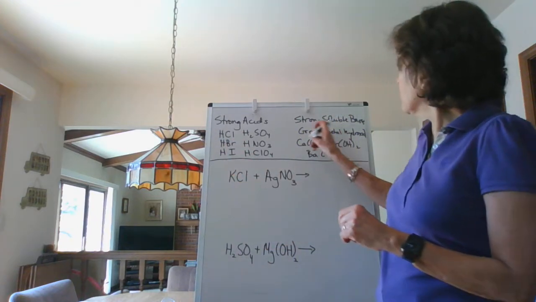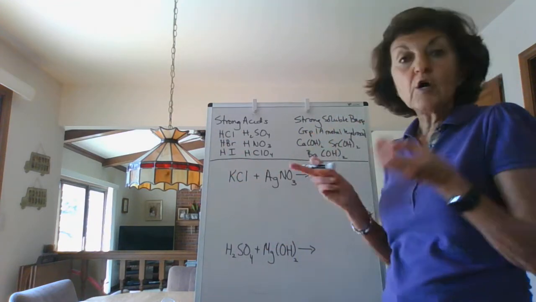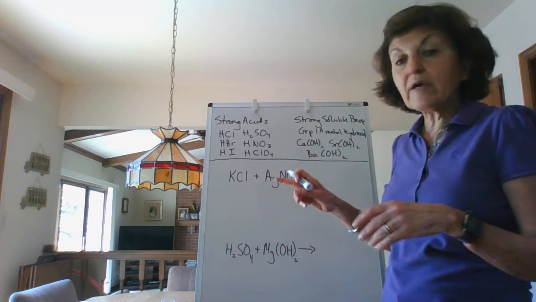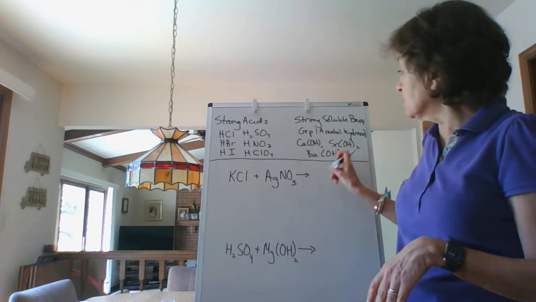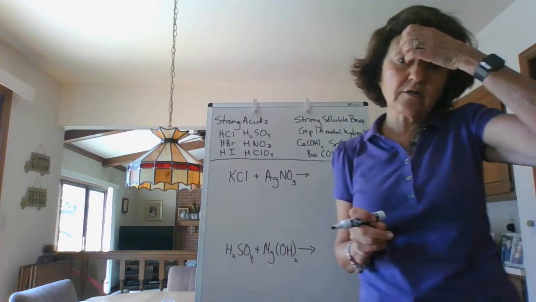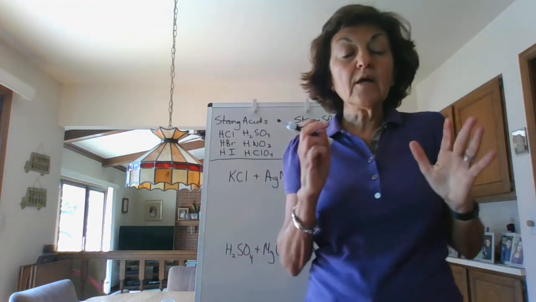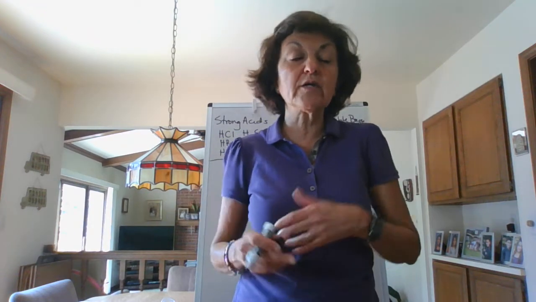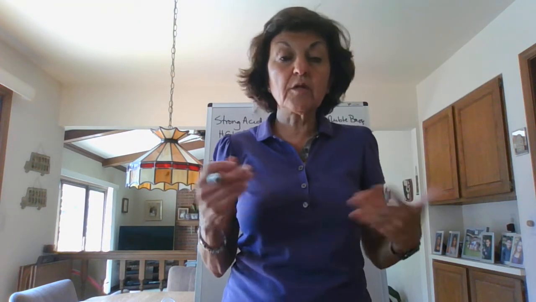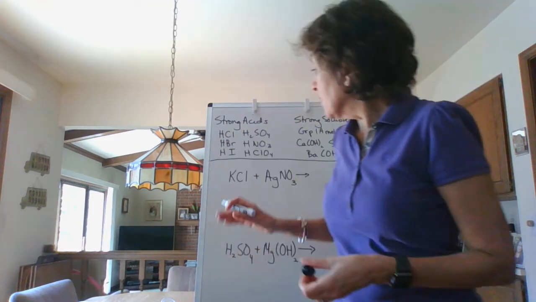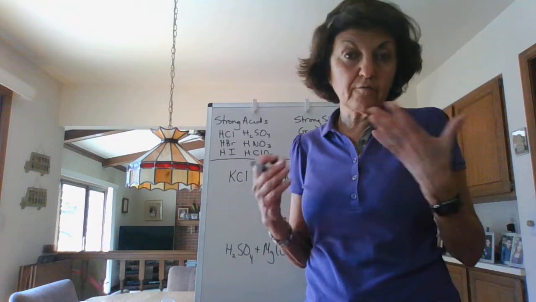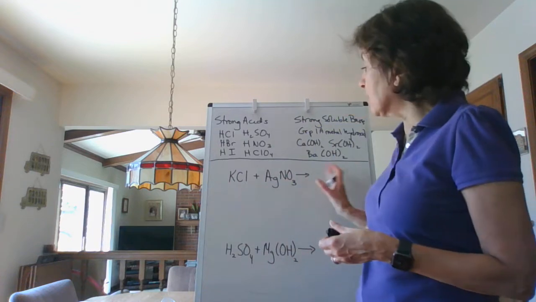And you have to remember the strong soluble bases, group 1A metal hydroxides, and then the heavy group 2A, which are calcium hydroxide, strontium hydroxide, and barium hydroxide. Okay, so the equations that you've normally been given are called molecular equations, or sometimes formula unit equations. This is the reactant side of the molecular formula unit equation. What would the product side be?